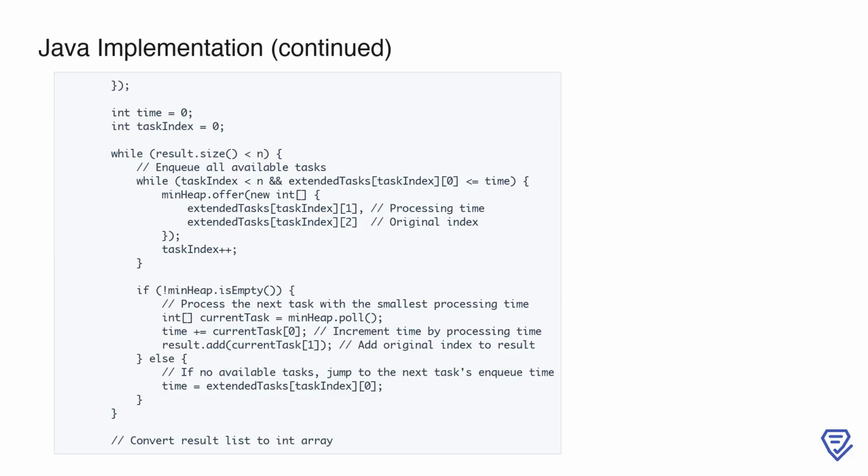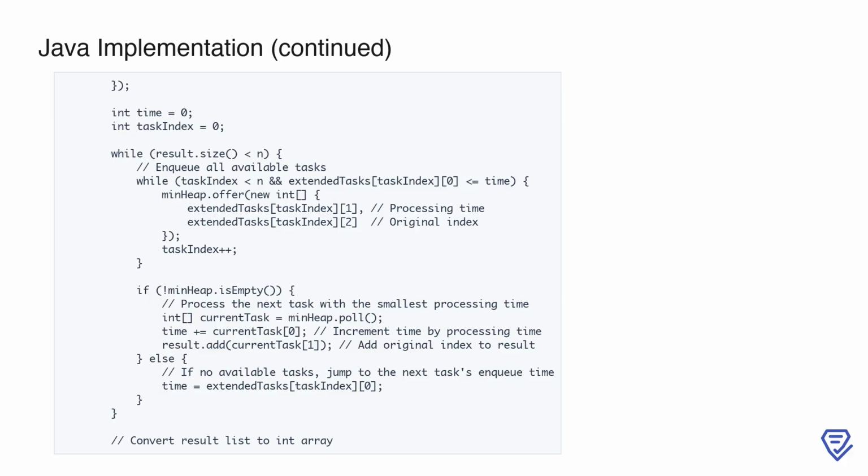Inside the loop, we first enqueue all tasks that are available at the current time, meaning any task whose enqueue time is less than or equal to the current time gets added to the min heap. For each enqueued task, we add its processing time and original index into the heap. Once all available tasks have been added, we check if the heap is non-empty. If it contains tasks, we process the one with the smallest processing time by removing it from the heap. We then increment the current time by the task's processing time and add its original index to the result list.